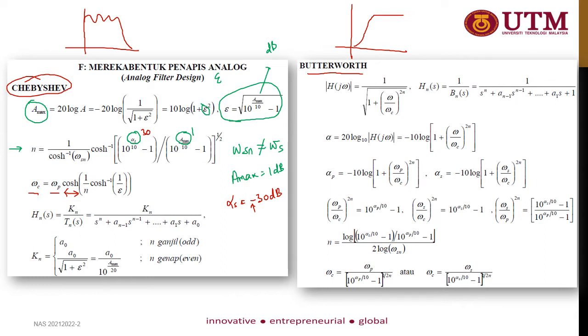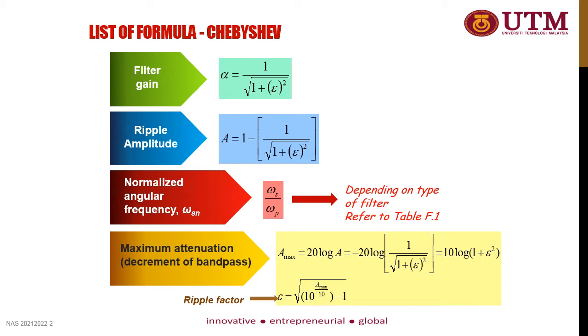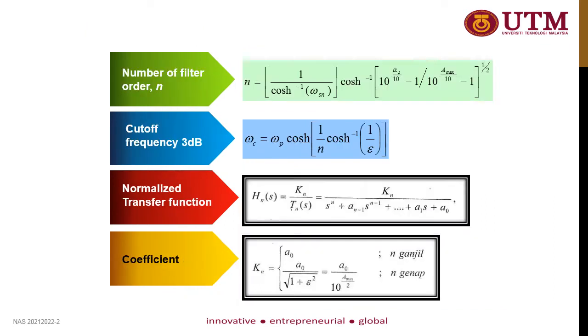Again, epsilon is the ripple factor. And for Chebyshev, you have the Kn. It depends on the filter order number, whether it's odd or even. Same goes to Butterworth. So in the first part, I'll be discussing Chebyshev, and in the second part, I'll be discussing the Butterworth filter. And these two slides summarize the formulas that you will be using throughout the filter design. So you can refer to the appendices for more equations.